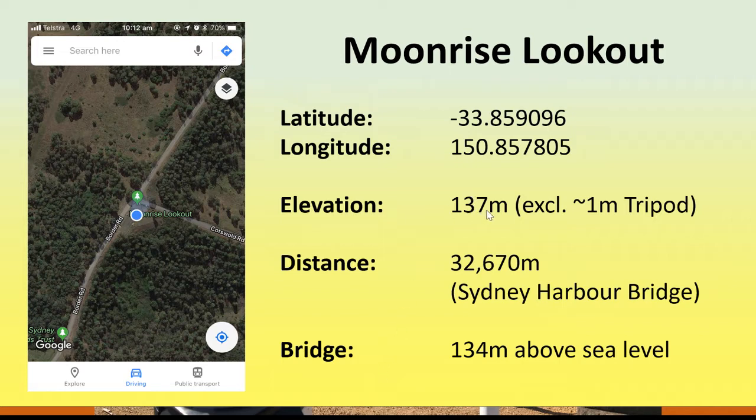Elevation, according to Google Earth, is 137 metres, and my tripod was a little higher, and it's about 32.5 kilometres to the Sydney Harbour Bridge. The bridge itself is 134 metres above sea level. That's the top of the bridge.